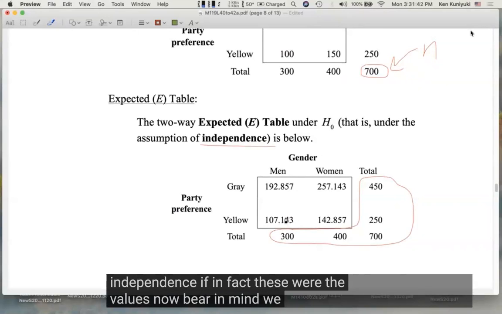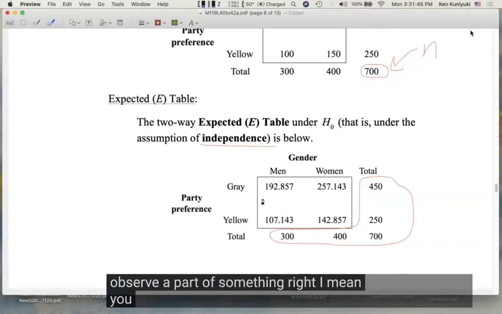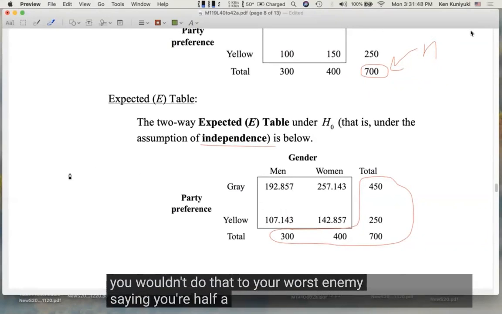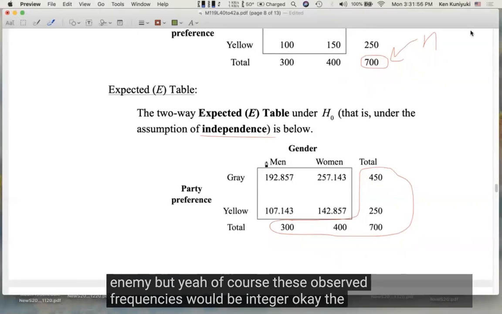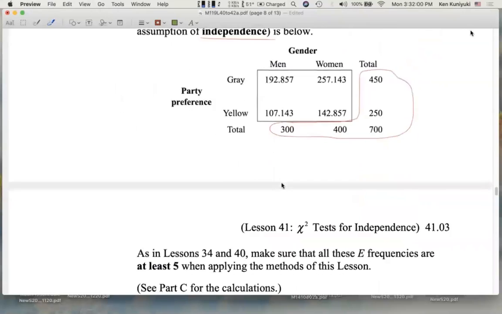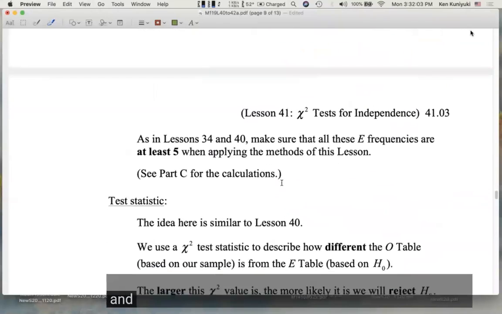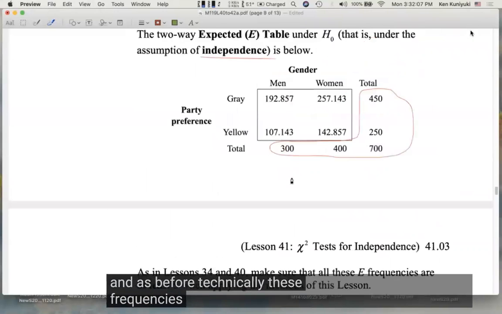Now bear in mind, we couldn't observe a part of something, right? I mean, you wouldn't do that to your worst enemy, saying you're half a man. Well, I don't know, you could say that about your worst enemy, but of course, these observed frequencies would be integers. The values in the E table often are not. And as before, technically, these frequencies in here have to be at least 5. I'm not going to trick you on that.